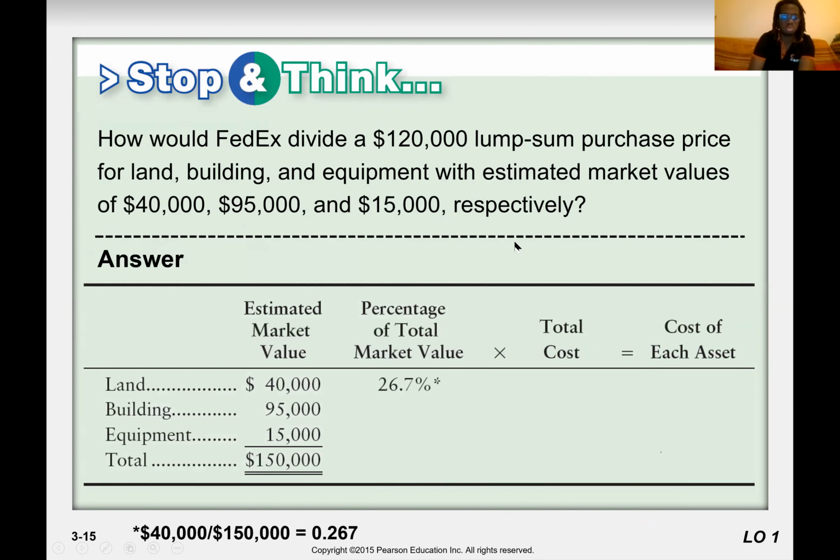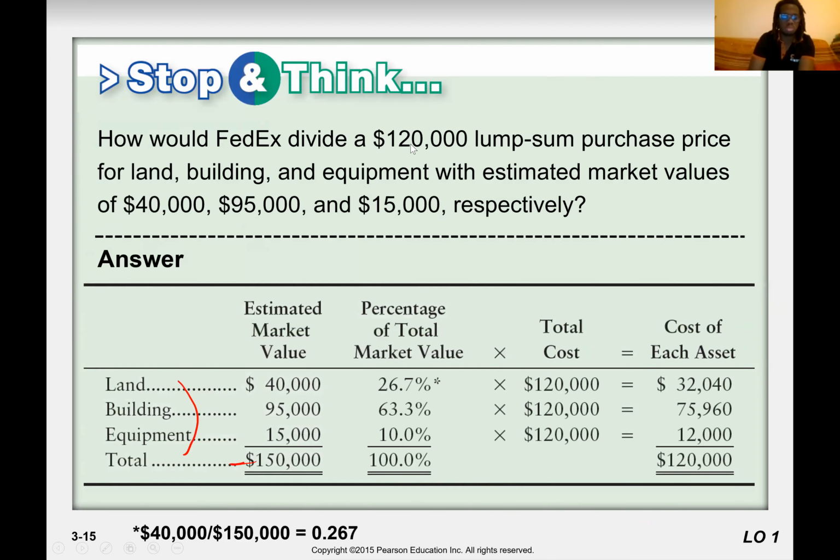So we know that the total value is 150,000. That is according to the relative sales method. 40,000 divided by 150,000, answer is 26.5%. 95,000 divided by 150,000, answer is 63.3%. And 15,000 divided by 150,000 is 10%.